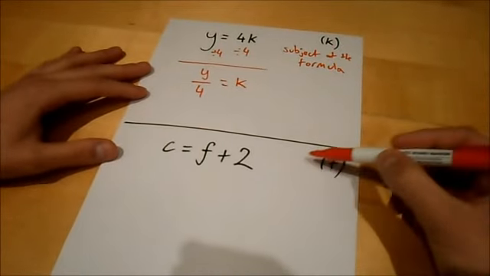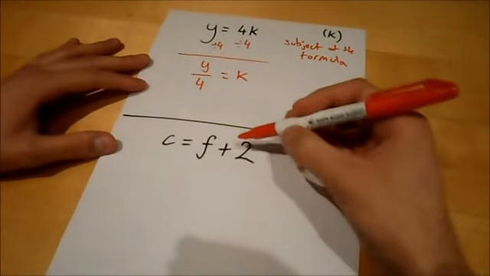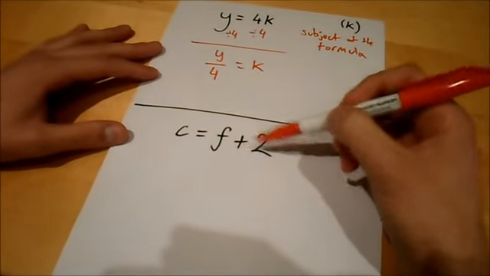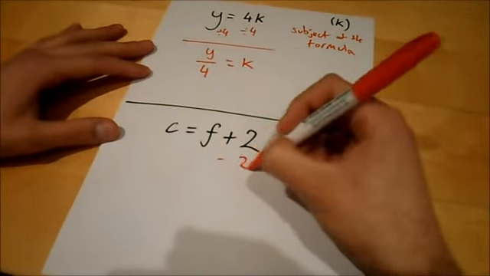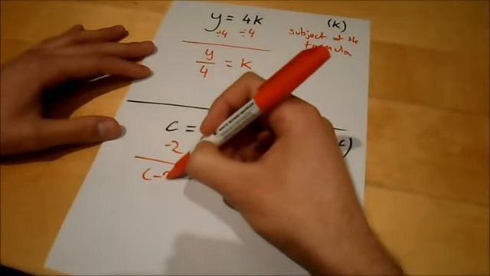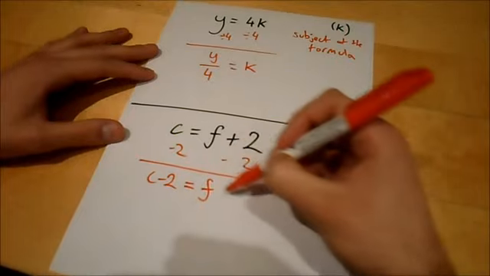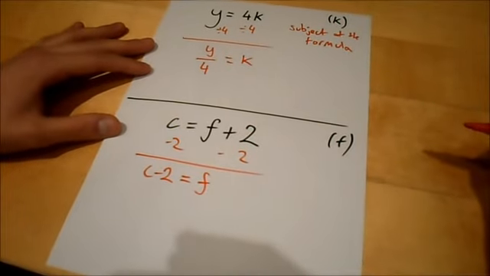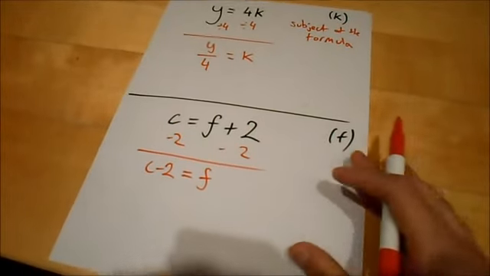Similarly here, if I want to make f the subject of the formula, here f is having 2 added to it, so I just have to take 2 away. So I'm left with on this side c take away 2 equals f. F is the subject of the formula because it is by itself.